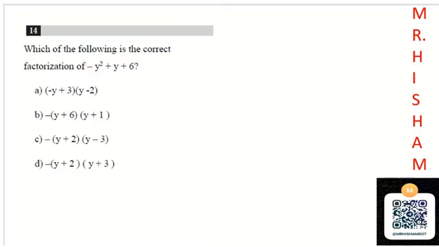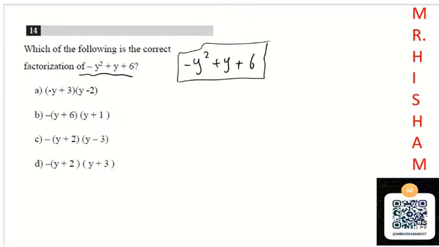I have an equation, negative y squared plus y plus 6. This is called a quadratic equation. To solve a quadratic equation, to find the solution or to graph it, you need to define the value of A, the value of B, and the value of C, where A is the coefficient of x squared. So the coefficient of x squared here, or y squared, is negative 1, and the coefficient of y is 1. And the constant value is 6.